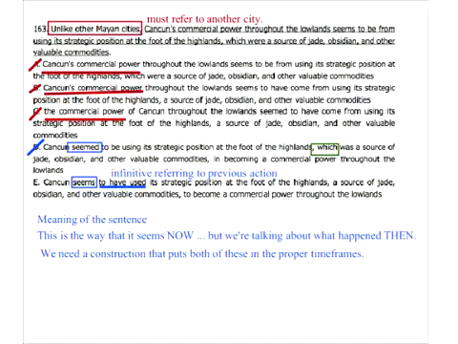Let's also talk about the which really quickly. The which, what was a source of jade, obsidian, and other valuable commodities? Please tell me in the text box. Like, remember, all of this revolves around understanding the meaning of the sentence. So in context, what was the source of jade and obsidian and other commodities? Text box, please.